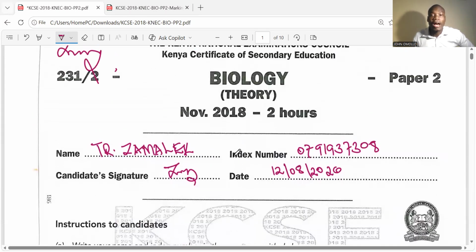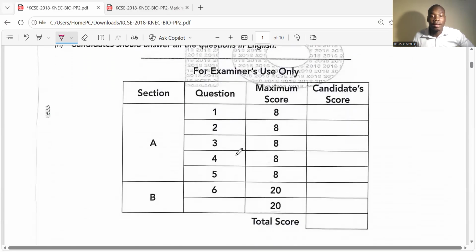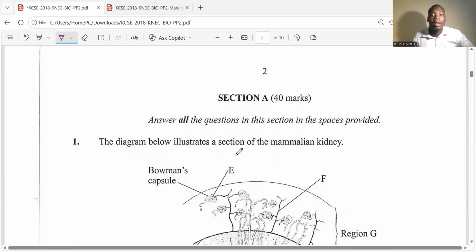So this is how your paper will look like. Biology paper 2. That is the cover page with instructions. Let's dive into the questions. That is the business of the day. Section A, 40 marks. How are these 40 marks coming? We are going to see.